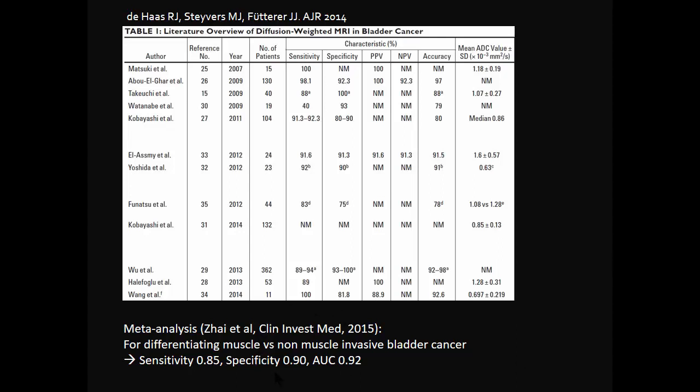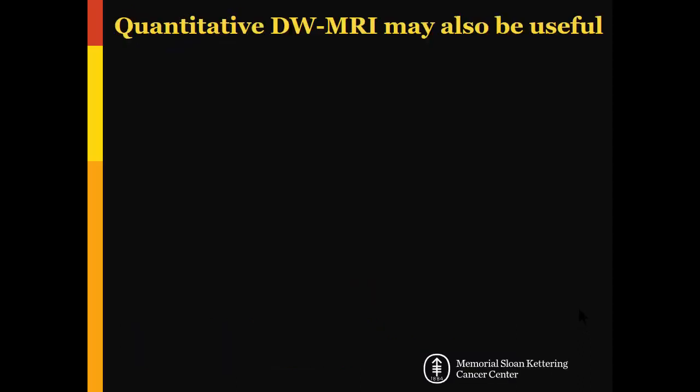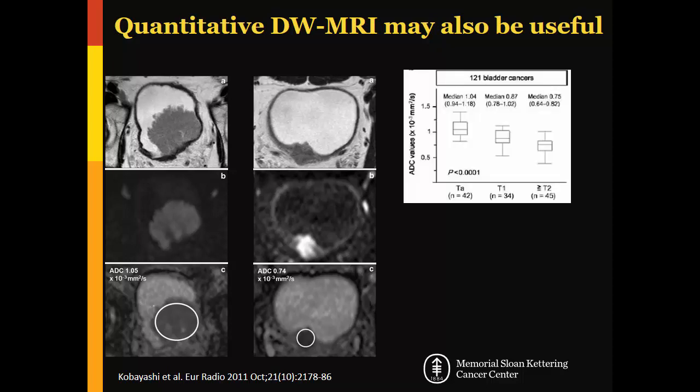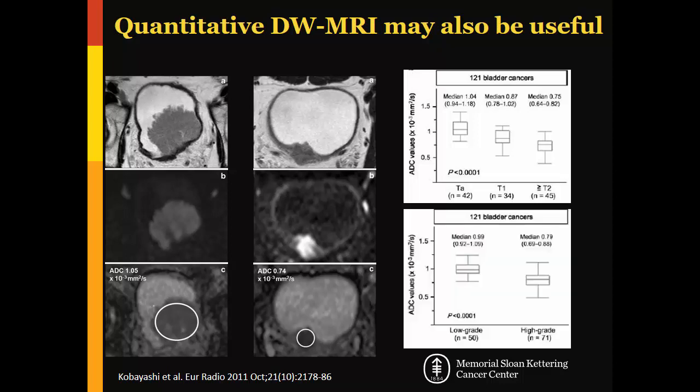This other meta-analysis that I've cited here at the bottom looked at, I think, 28 papers or something like that, and overall a pooled sensitivity of 0.85, specificity of 0.90, and AUC of 0.92 was found for differentiating muscle versus non-muscle invasive bladder cancer. So as I mentioned earlier, quantitative diffusion has also been explored. Significant differences have been shown in ADCs between tumors of different stages and tumors of low grade versus high grade.